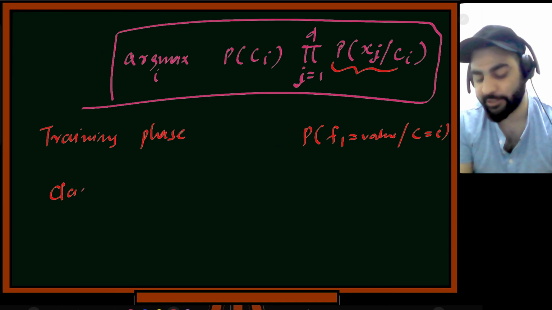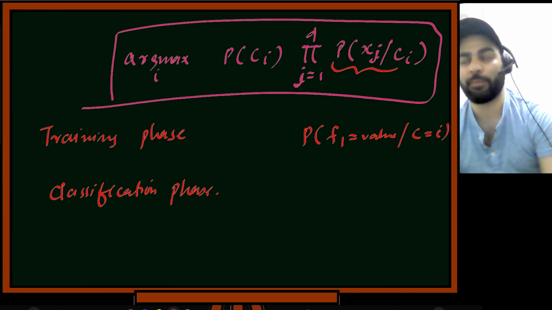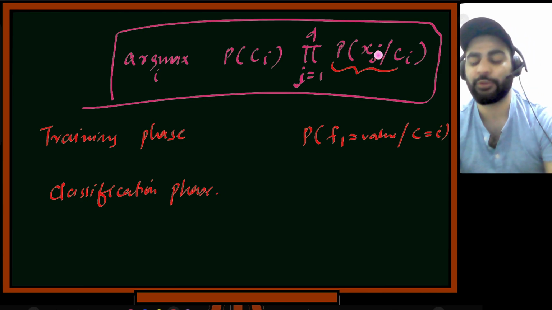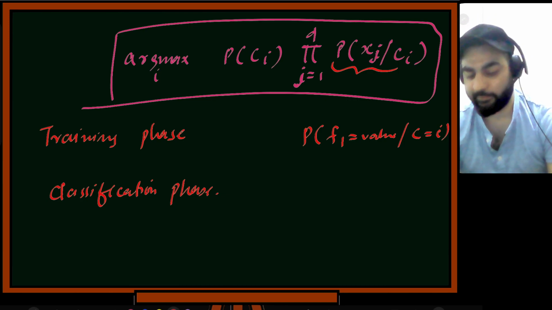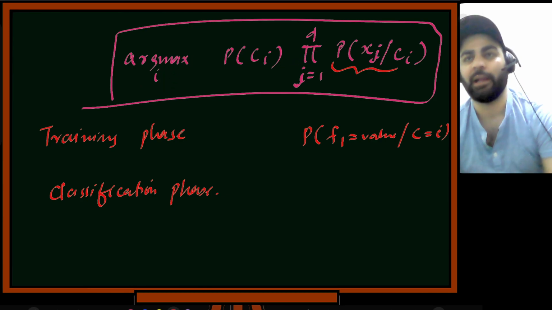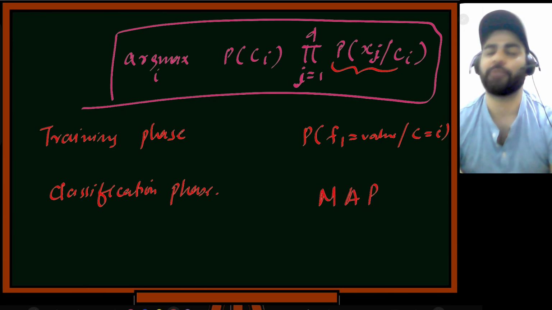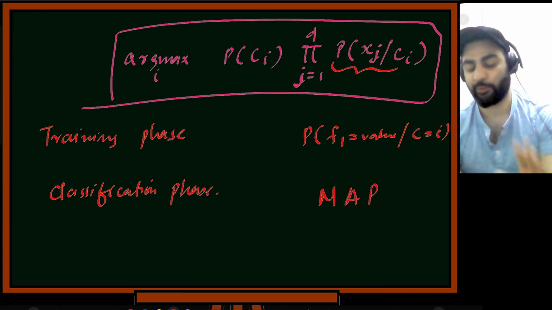In the classification phase, you just do one thing. You look up in the tables and see these probabilities which you have computed, probability of xj given Ci. Then you fill in this formula and see for which class we get the maximum value, and that class is the output. This rule is called maximum a posteriori probability, because we try to maximize the posterior probability here.